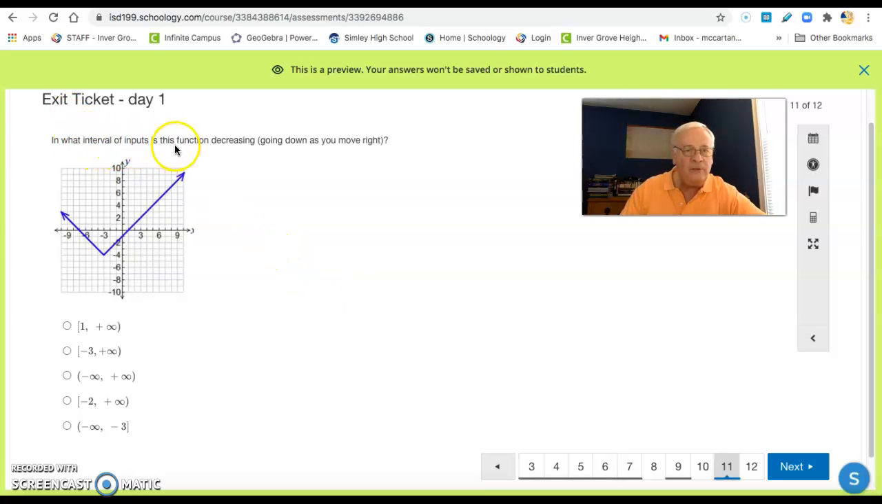All right, what interval is this function decreasing, going down? It's coming down right here. See, then it hits here, and right here it starts going up. So for decreasing, it starts at negative infinity and goes down, down, down to right there. What is that? -3. Yep, and it includes -3. Do you see the answer?